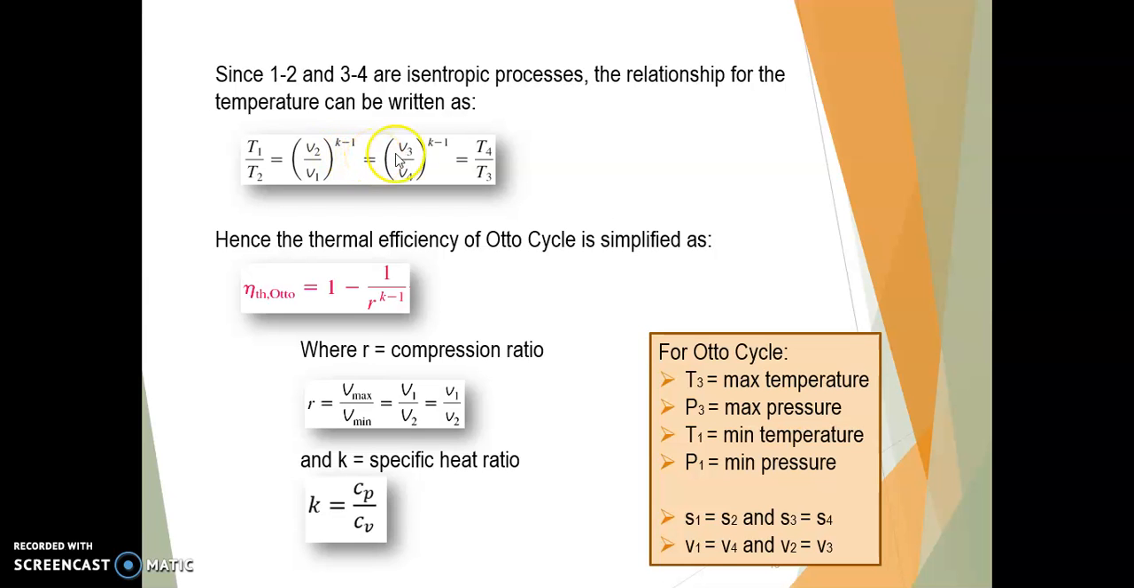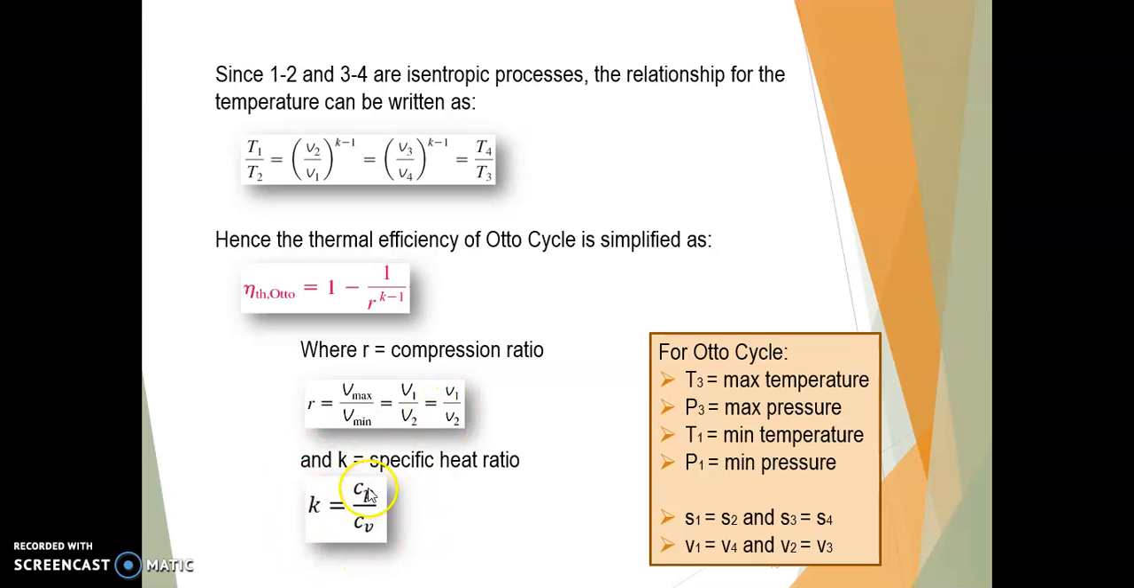So it will also be the specific volume at point number 3 over the specific volume number 4, to the power k negative 1, which will be equal to the temperature number 4 over temperature number 3. So the efficiency of the Otto cycle will be equal to 1 negative 1 over r, which is the compression ratio, to the power k negative 1. While r here is the compression ratio we explained earlier, the volume maximum over volume minimum, or the specific volume 1 over specific volume number 2.